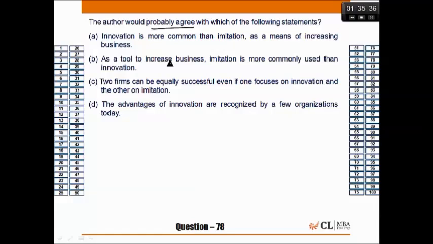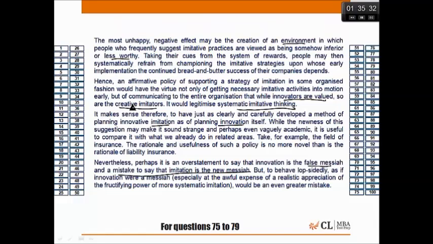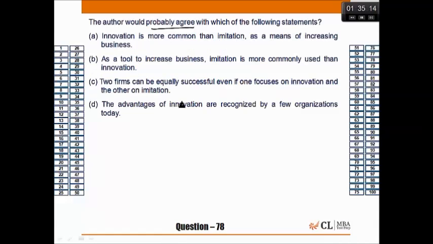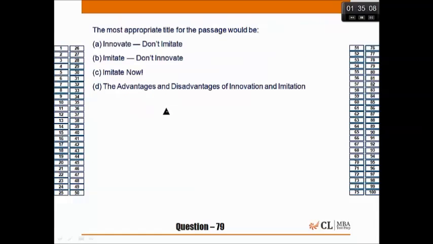The advantage, okay. This is a tricky one. Should I go back and check? This one is slightly tricky. Innovation is an abundant commodity in our society, but it's probably less abundant than many of us assume. We have imitation. The large and highly visible outpouring of imitated product that was genuinely new several years ago. Tricky one. I'm going to avoid this one.